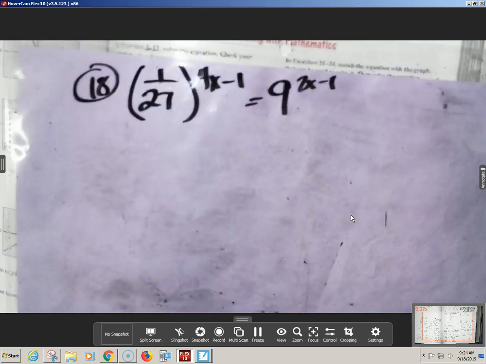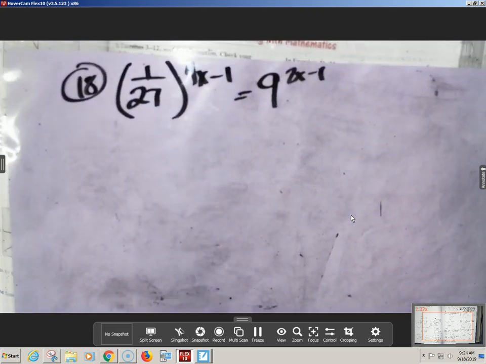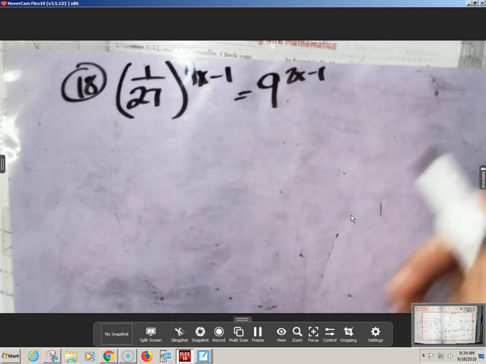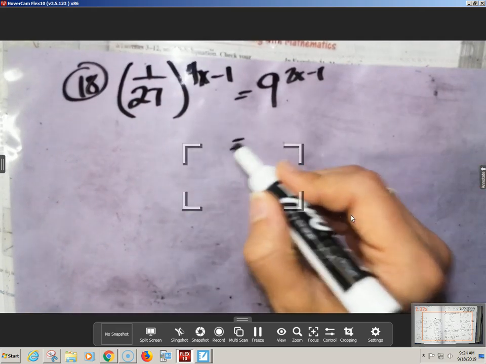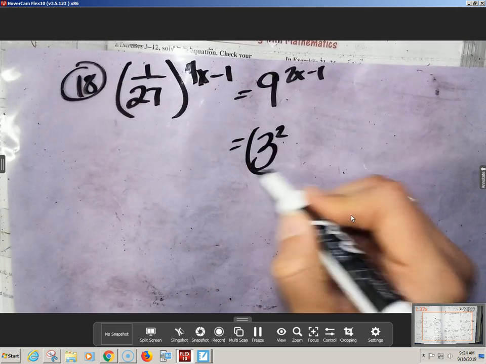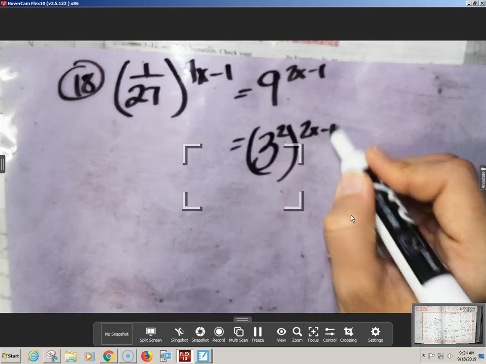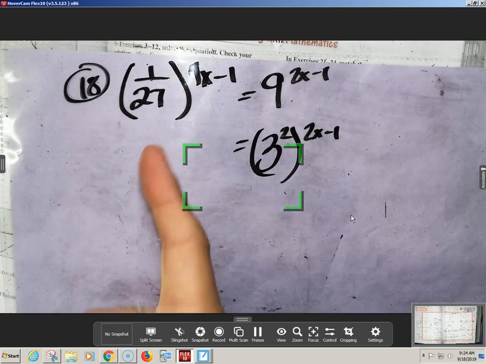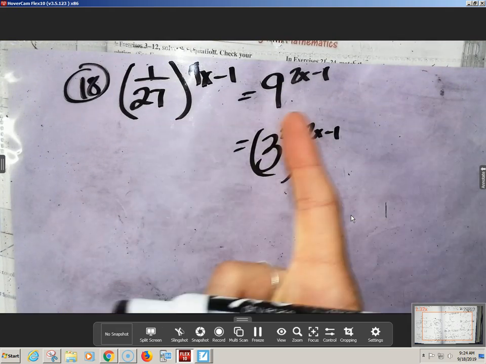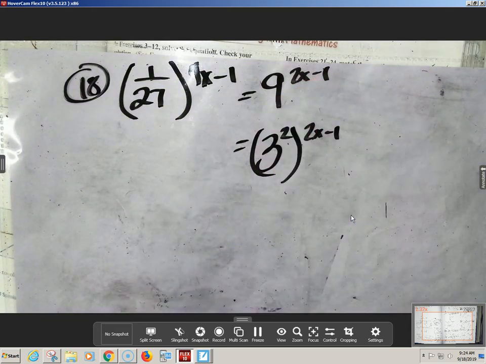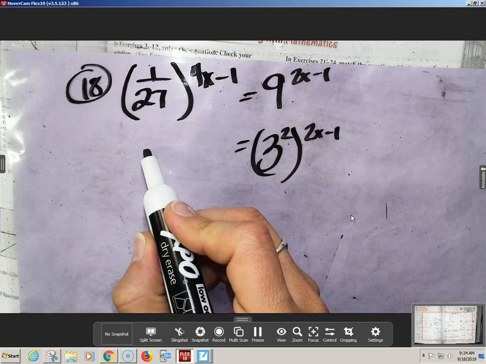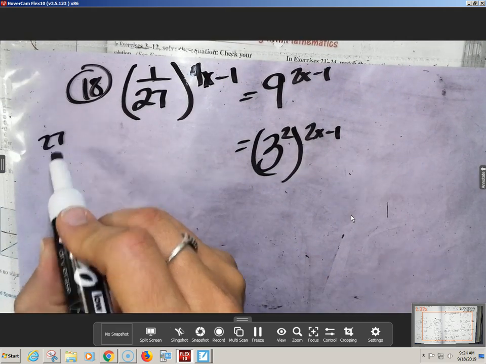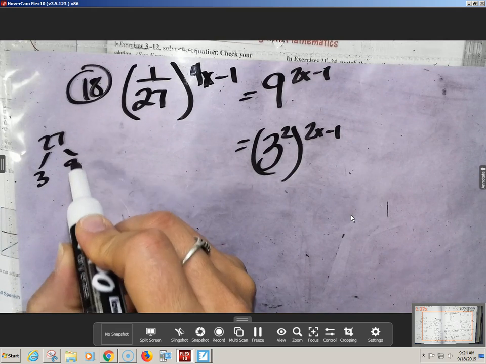For those of you who are peeking at me doing number 18, I see 27 and 9, and I think I'm going to have to break both sides down to get them to be 3s. I can make 9 into 3 squared. Because 27 is 9 times 3, I can't make it a 9 to a power. But be careful. When I change 27, it ends up being 3 cubed. So right here.